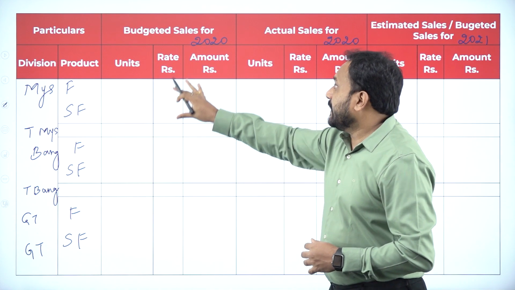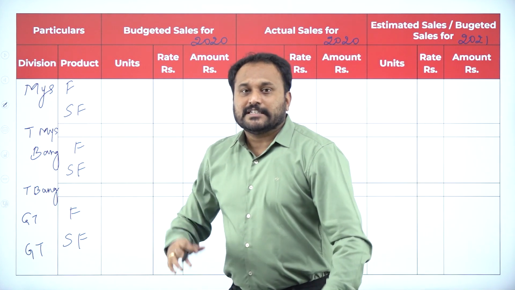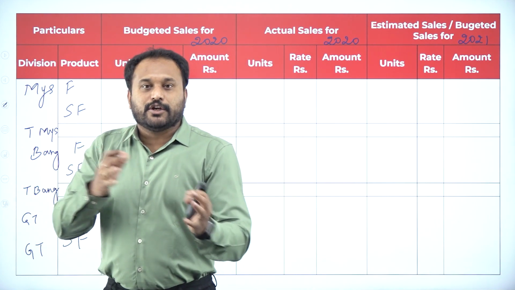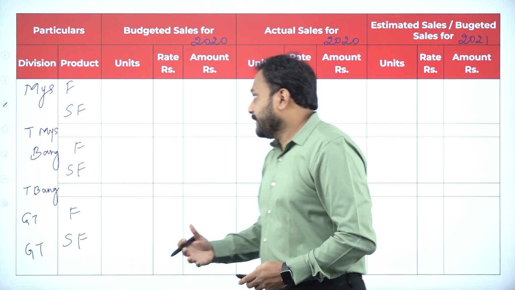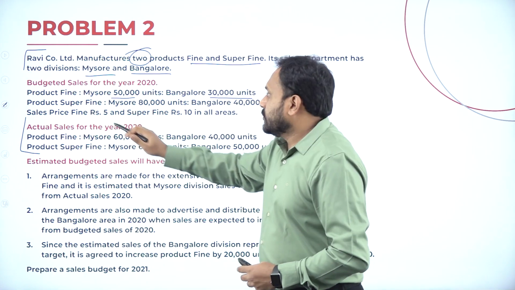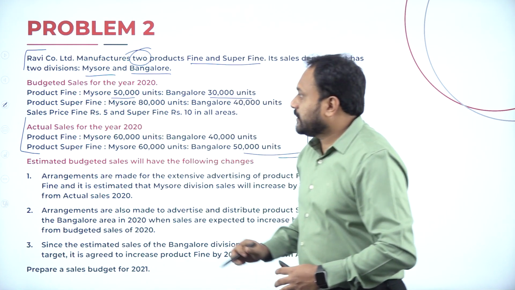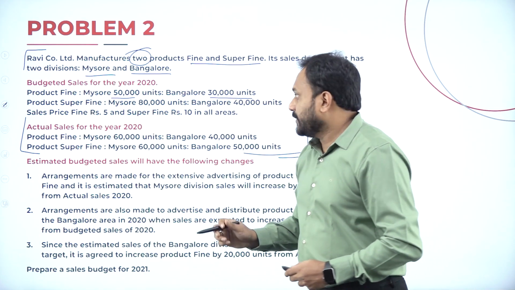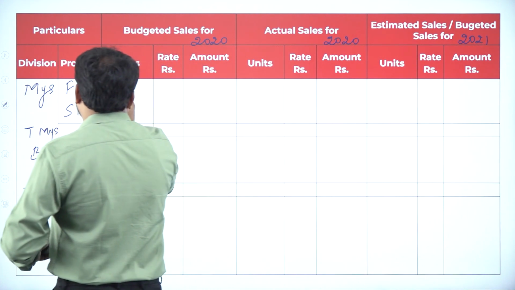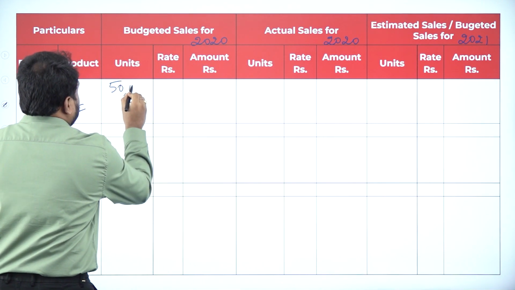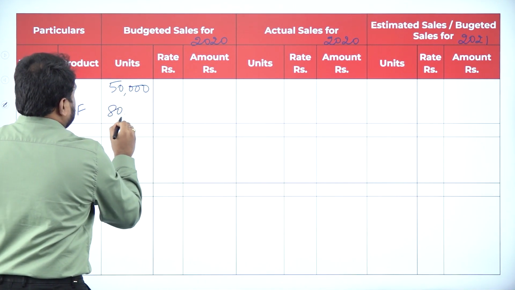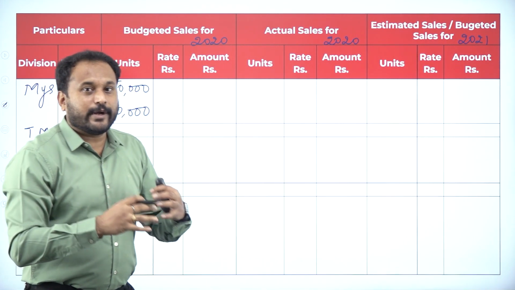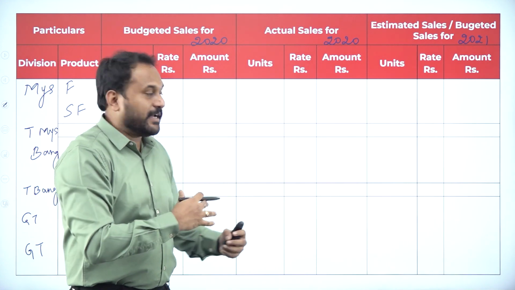Now we'll go with budget sales for 2020. Check the question, units, and you need to write the rates. Unit into rate is what the amount is all about. So here, product fine Mysore is 50,000 units and super fine is 80,000 units. So here we'll write 50,000 and 80,000. See, we are only calculating Mysore. We're not going to Bangalore right now, only Mysore.